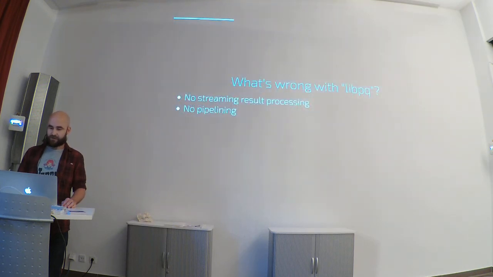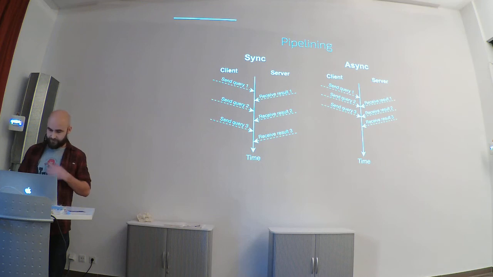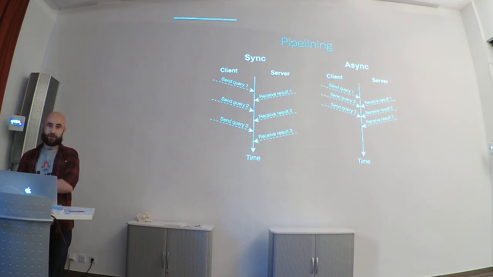Another issue is that libpq does not support pipelining. What pipelining is, is shown in this picture. Sorry. So this slide compares two models of communication between a client and the server. To the left, you can see a synchronous model where the client always waits for the server to respond before issuing a new request. And to the right, you can see an asynchronous model, or pipelining model, where the client keeps sending the requests even without receiving the results yet. So it doesn't have to block waiting for the server. And even on this slide, you can easily see that the asynchronous model consumes less time.